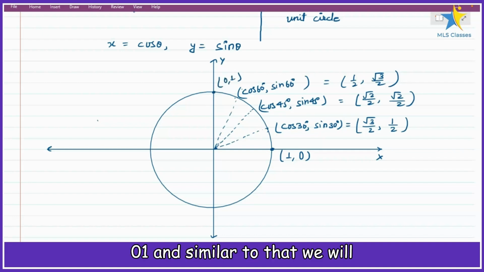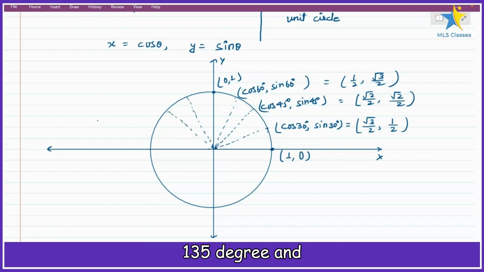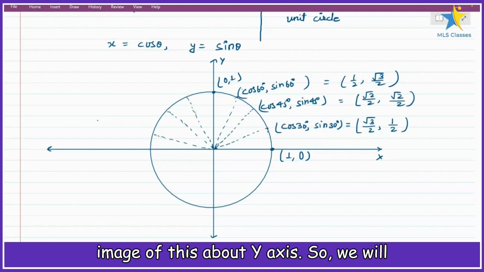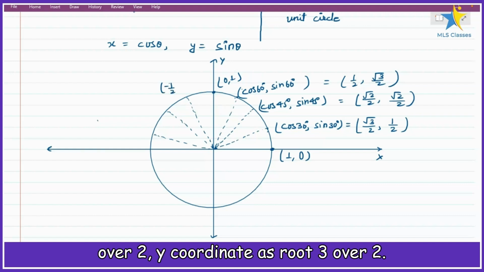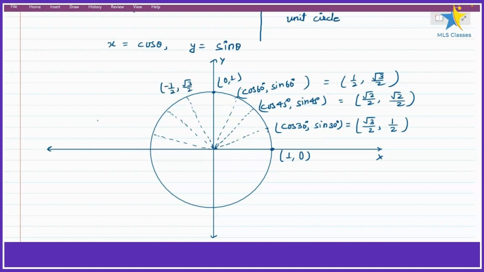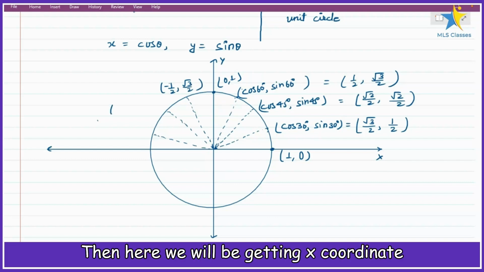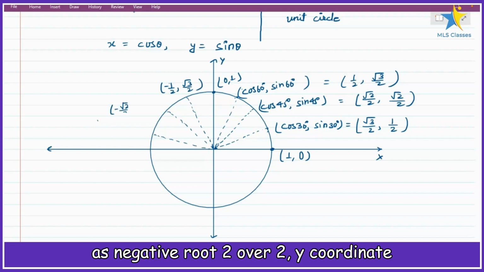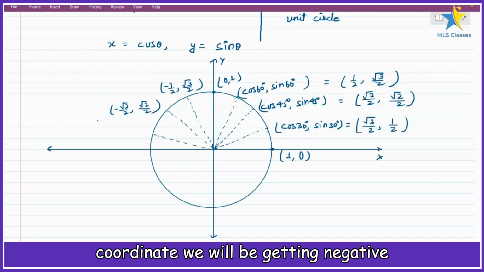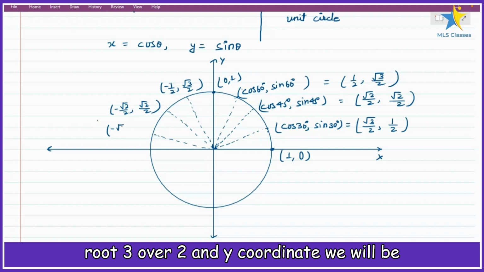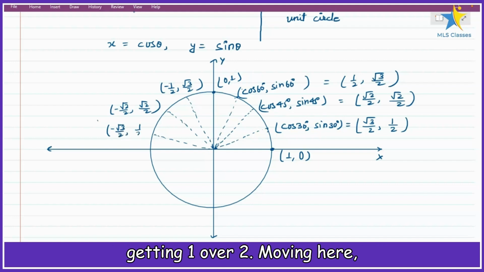And similar to that we will be getting here 120 degrees, 135 degrees, and 150 degrees. So here, the image of this about the y-axis. So we'll be getting x coordinate as -1/2, y coordinate as √3/2. Then here we'll be getting x coordinate as -√2/2, y coordinate as √2/2. Then the x coordinate will be -√3/2, and the y coordinate will be 1/2.